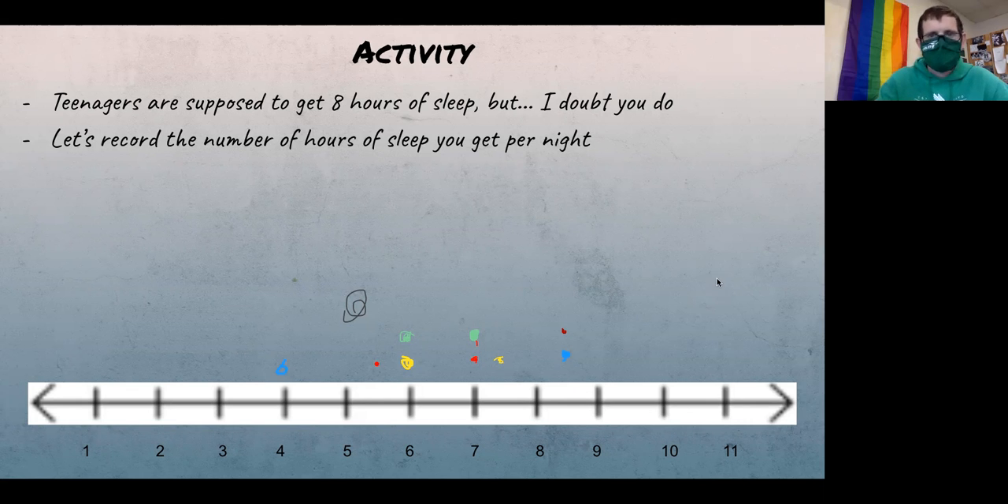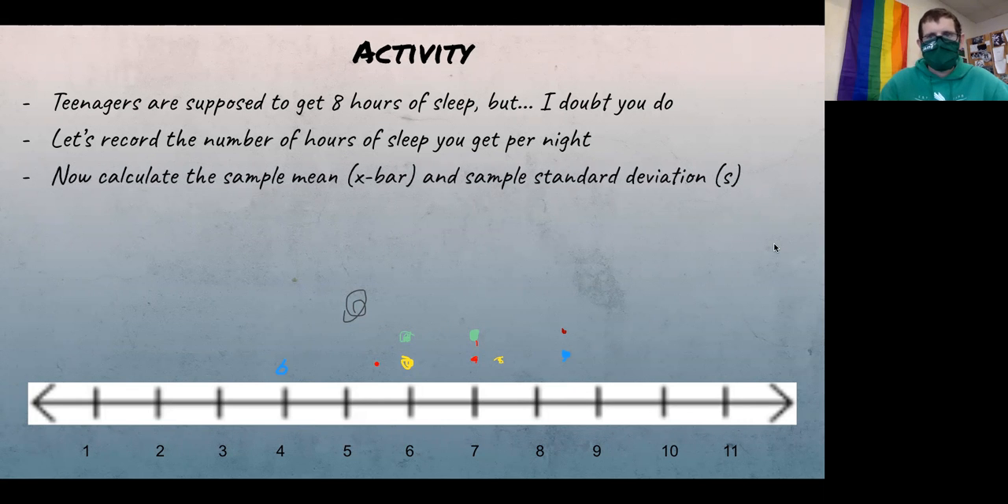Let's just go ahead and calculate the x-bar and sample standard deviation. Okay, we do not want to calculate this by hand. So you might want to put this into a list and let your one-variable stats handle it from here.